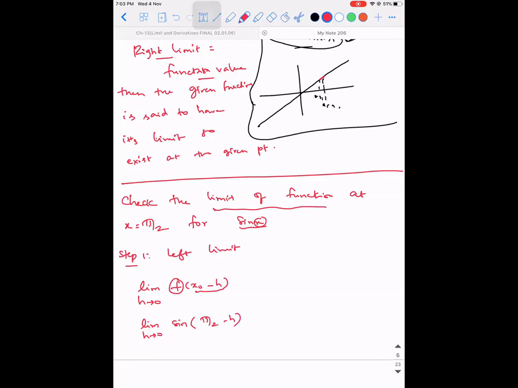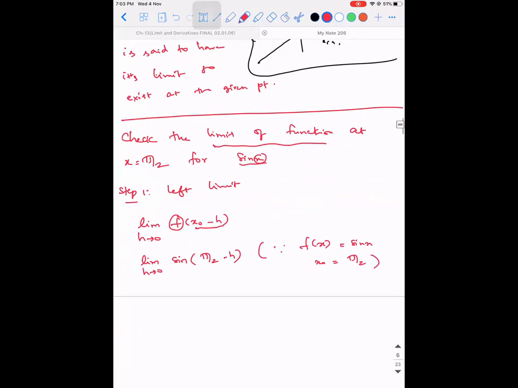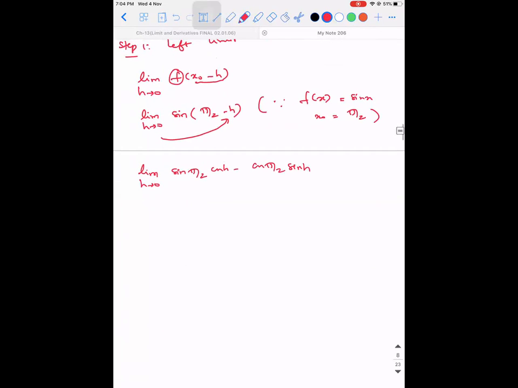Did you understand what I did? Since f of x is sine x, x naught is pi by 2. So limit h tends to 0. Don't be in a hurry to substitute here. You first need to expand the function. Sine of a minus b is sine a cos b minus cos a sine b. So cos pi by 2 into sine h is 0. So now it will be limit h tends to 0, sine pi by 2 into cos h.